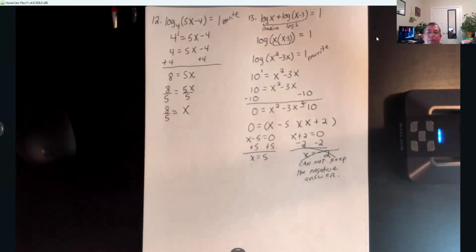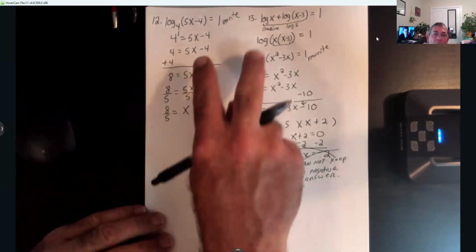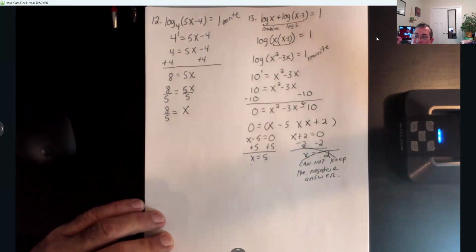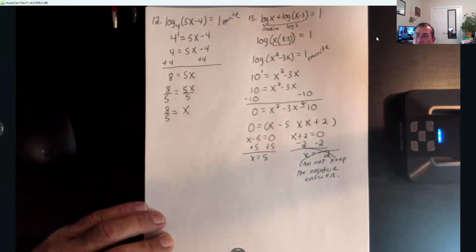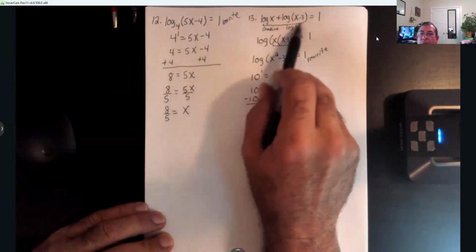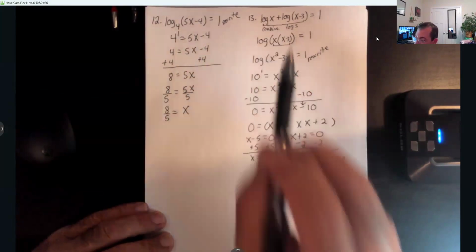All right, y'all. So logarithmic equations can be sort of long and tedious at times, but you just got to remember we're following those rules from yesterday to turn the sums of two logs into products, okay?